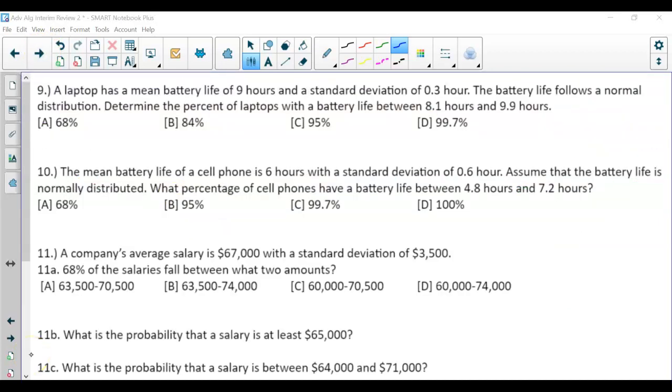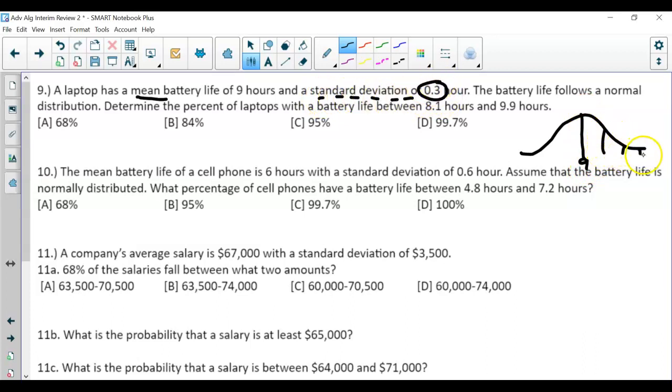So now in number 9, just based on the answer choices, I can see that we're talking about our standard deviation and using the empirical rule. So I'm going to go ahead and set up the curve here. So we have a mean battery life of 9 hours and a standard deviation of 0.3.